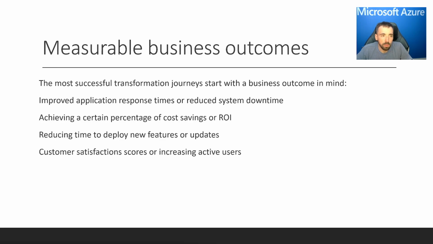Improving application response times and reducing system downtime. So that's a measurable business outcome. Achieving a certain percentage of cost savings or return on investment. Reducing time to deploy new features or updates. Customer satisfaction scores, increasing active users. So all measurable outcomes that we can use later in different parts of our cloud adoption journey to measure the success against what the business was expecting from it.